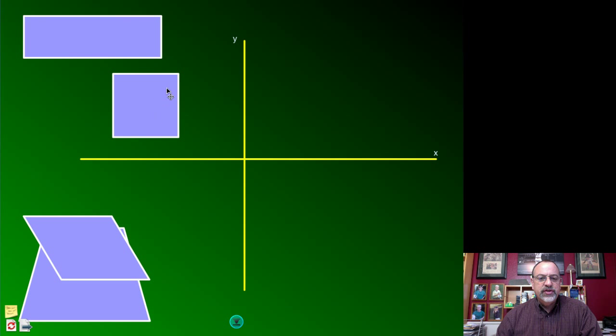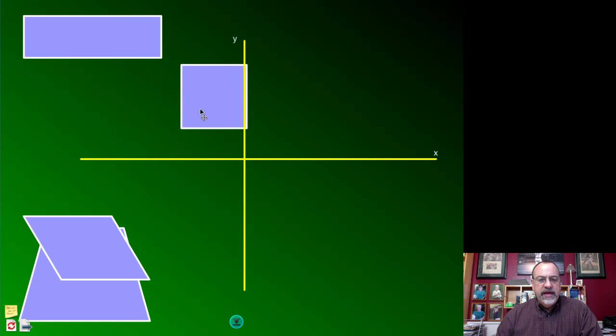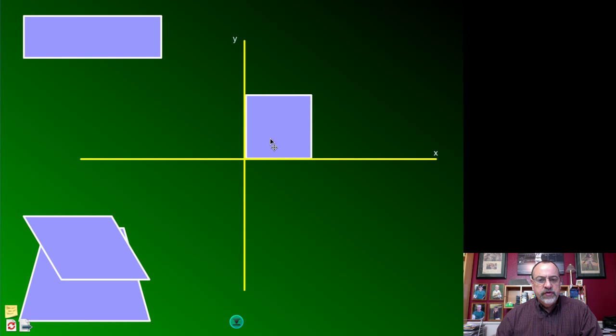Now, we said that it's good to place one vertex at the origin. So if I place the square at the origin and then one of the sides along the x-axis, I can then name these coordinates pretty easily. We already know that this coordinate here is 0, 0, because that's the origin, so that's why we wanted to place it there.